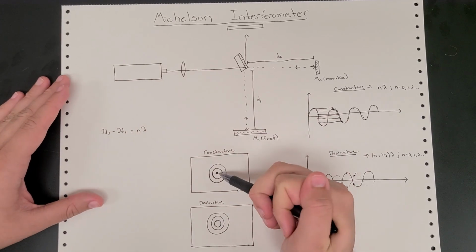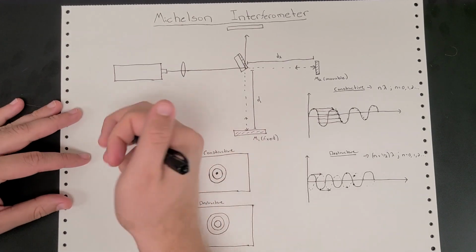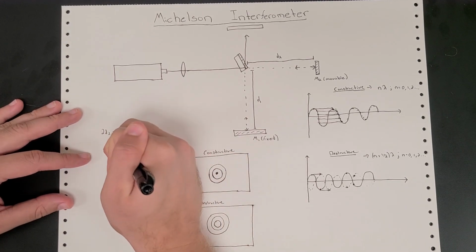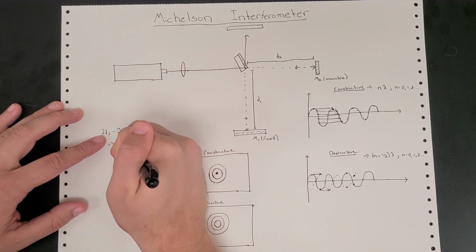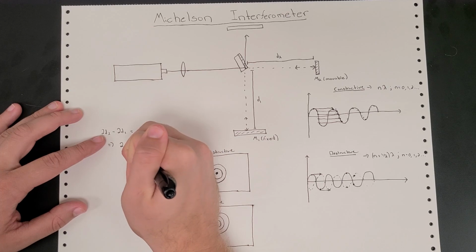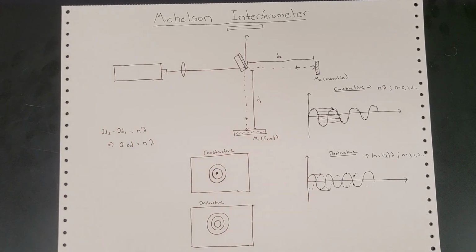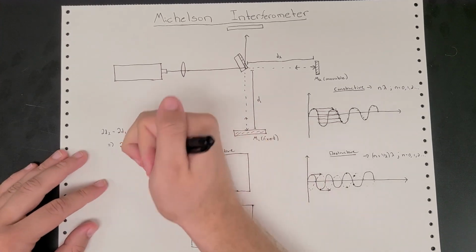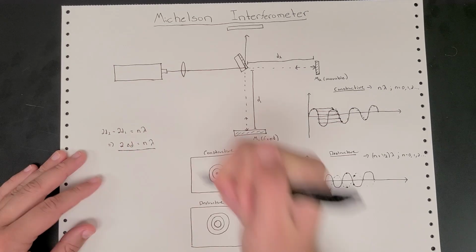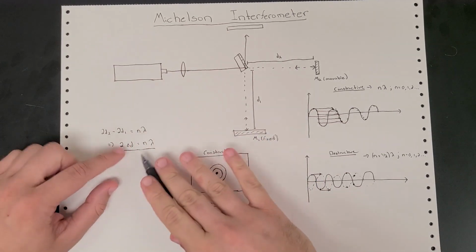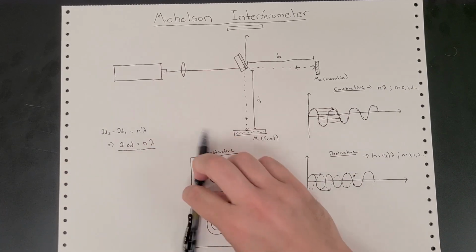If we want to see a bright spot in the middle here, that has to be equal to some integer of a wavelength. So what we're left with here is 2, and if we say instead of d2 minus d1, we just write that as the change in distance, what we're left with is nλ. All right, and this is the equation that we're going to use in order to find out what this wavelength lambda is for our laser.